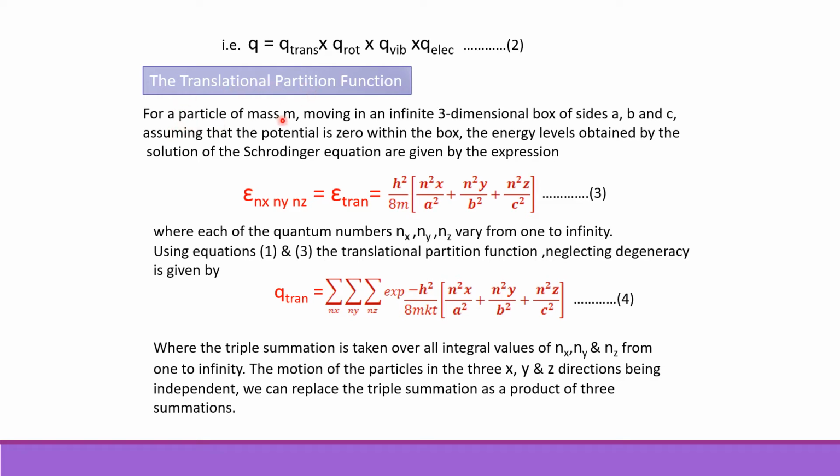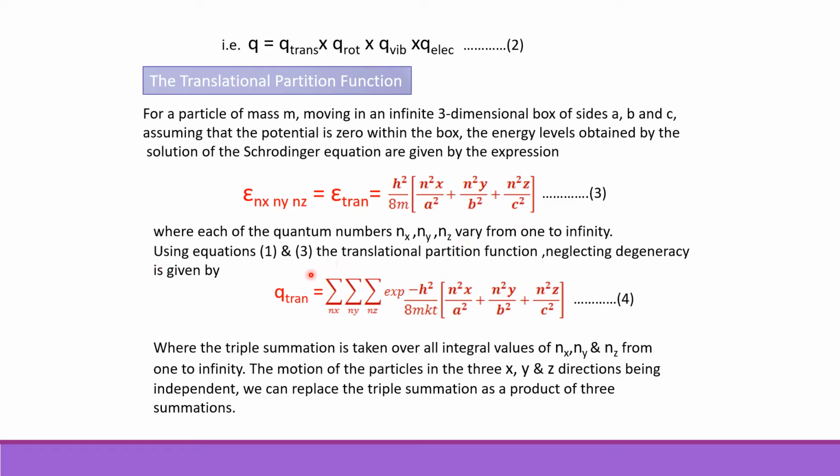For a particle of mass m which is moving in an infinite three-dimensional box of sides a, b and c, assuming that the potential is 0 within the box, the energy levels are obtained by the solution of the Schrödinger wave equation and are given by the expression epsilon nx ny nz, that is equal to epsilon translational, that is equal to h square divided by 8m for three-dimensional box, n square x divided by a square plus n square y divided by b square plus n square z divided by c square, where each of the quantum numbers nx, ny and nz change from 1 to infinity.